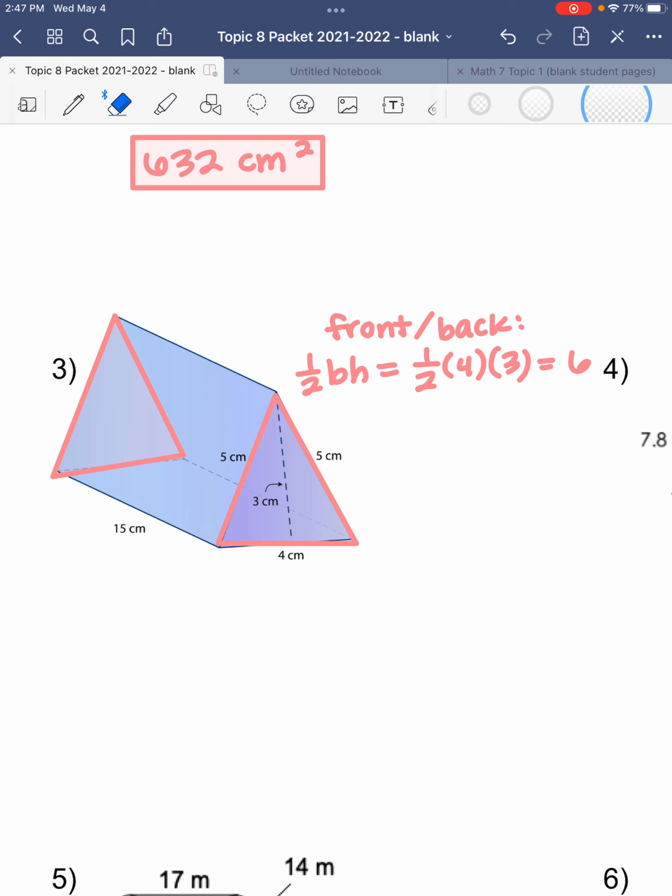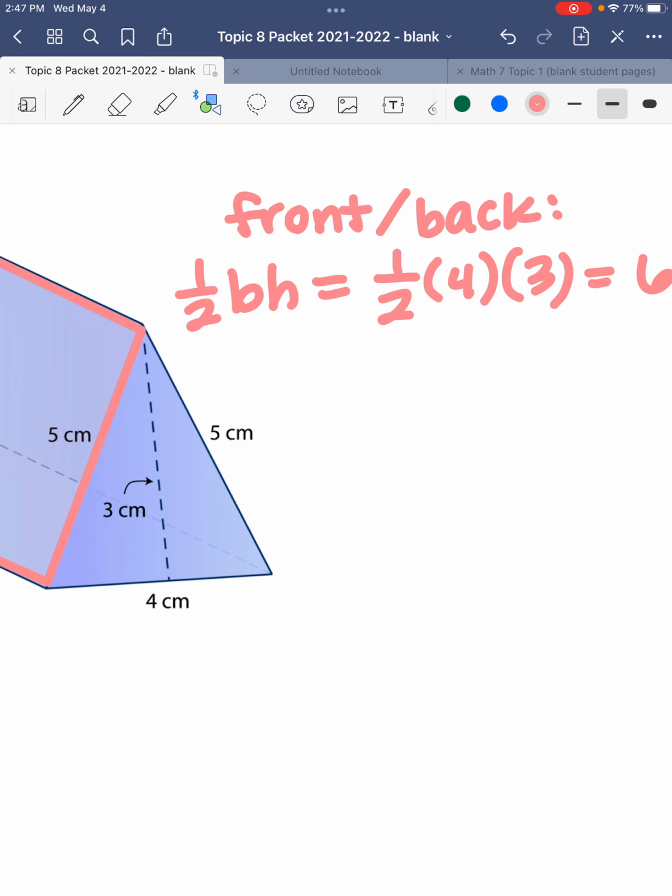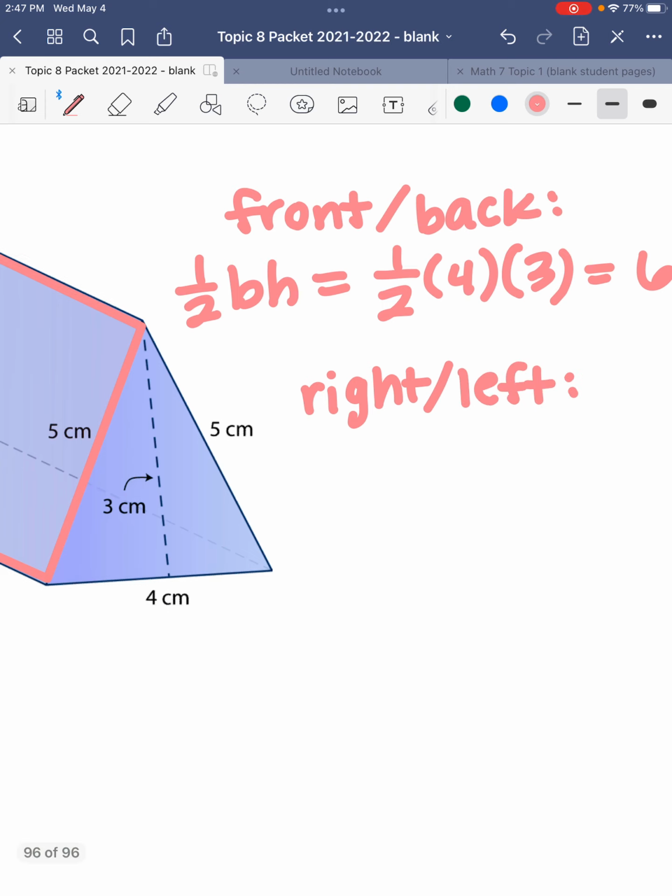Now let's focus on my right and left sides. So I'm talking about this part right here, which is a rectangle. We know how to find the area of a rectangle. It's length times width, right? So this is my right and left side, so I'm going to call it right and left, because there are 2 of them.